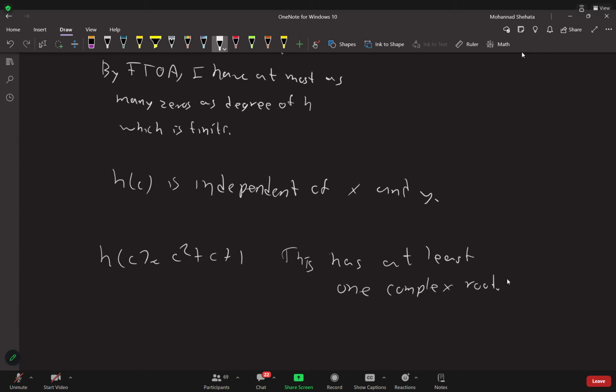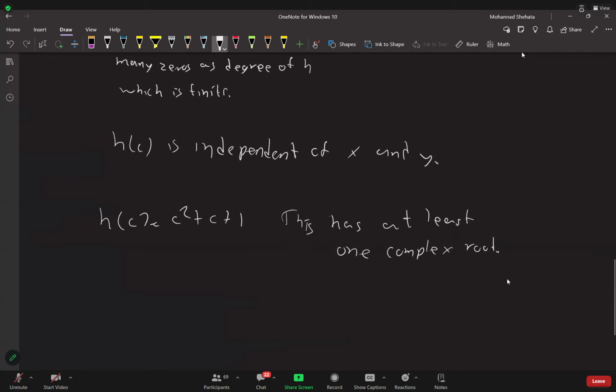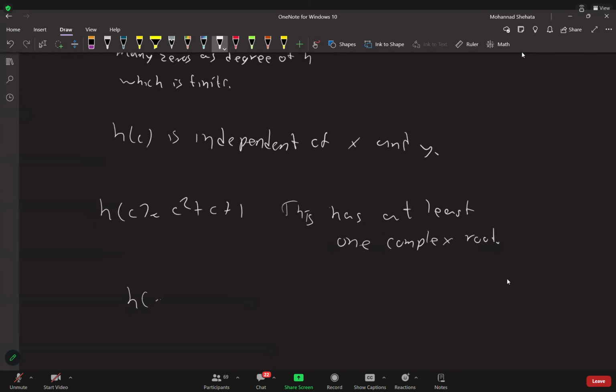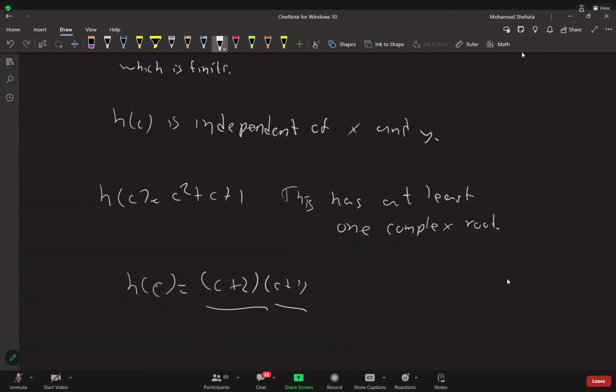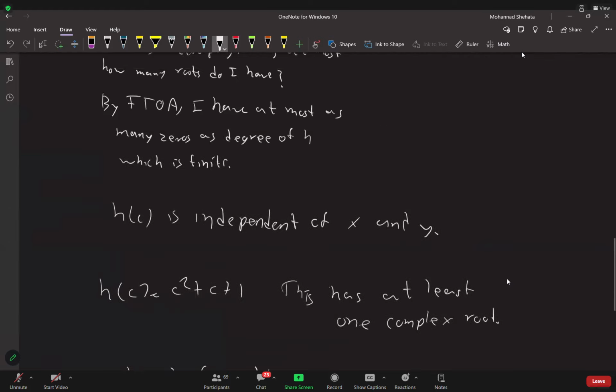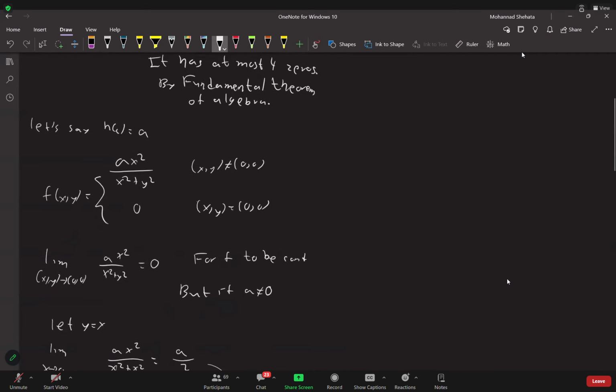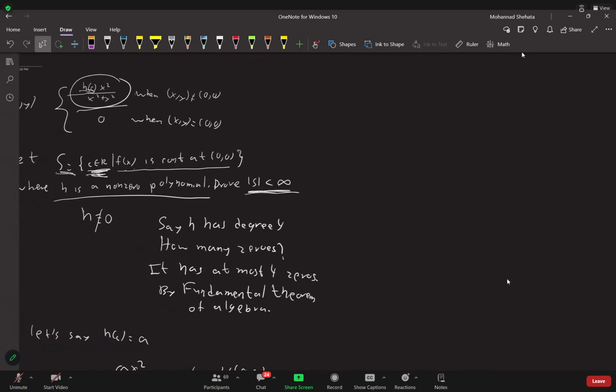Wouldn't a positive n degree polynomial have at most n minus 1 roots? No, surely not. Consider this polynomial. This polynomial is degree 2, and it has 2 roots. It's not n minus 1 roots for sure. Yes, at most. We just want to show that the number of roots is finite.